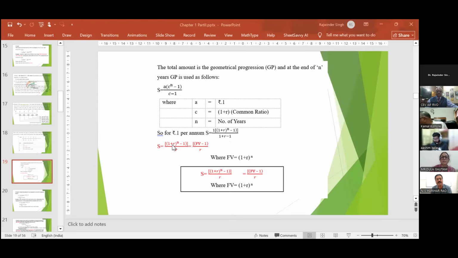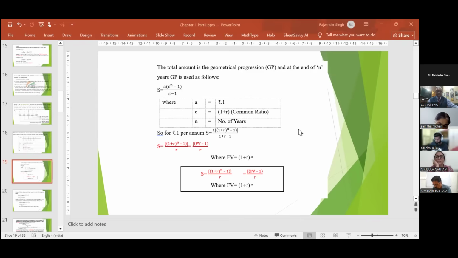So what is this (1 plus R) raised to power n? Future value, FV. (1 plus R) raised to power n is the future value. So instead of (1 plus R) raised to power n, we will write it in terms of FV. So the formula is (FV minus 1) upon R. Just remember the formula: it is (FV minus 1) upon R.